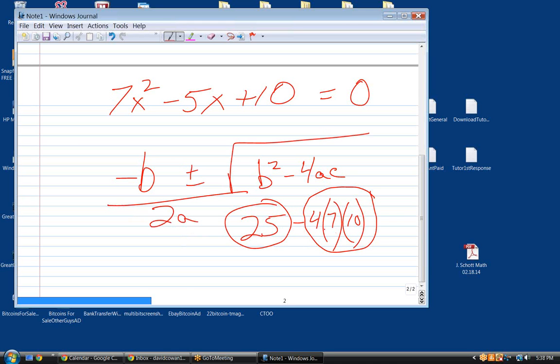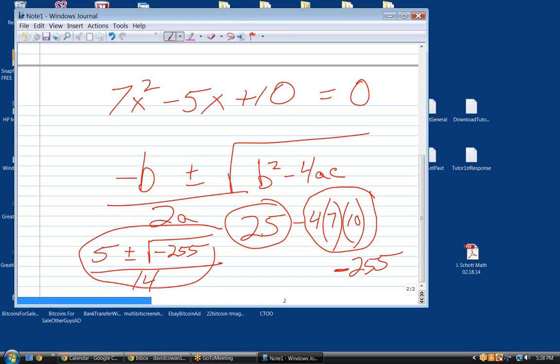So let's see, what is that? 25 minus 280, that sounds like minus 255. Okay, so our answer is, what's minus b? B is 5, so what's minus b? Minus 5. No, b is minus 5. Oh, so then it's just 5? Uh-huh. Plus or minus the square root of minus 255, all over 14.